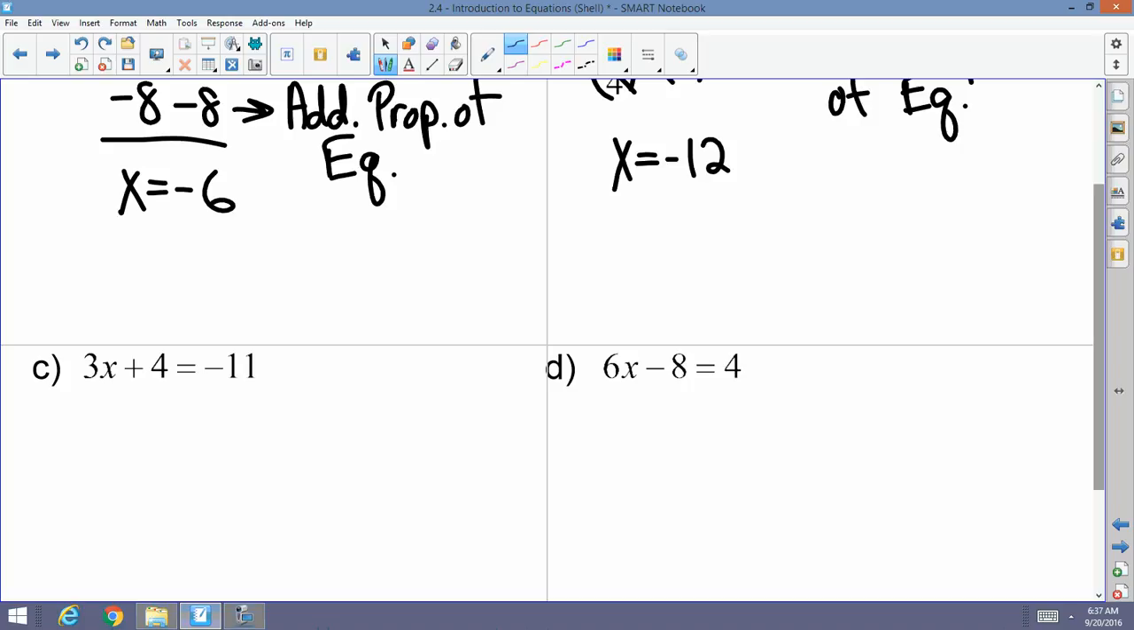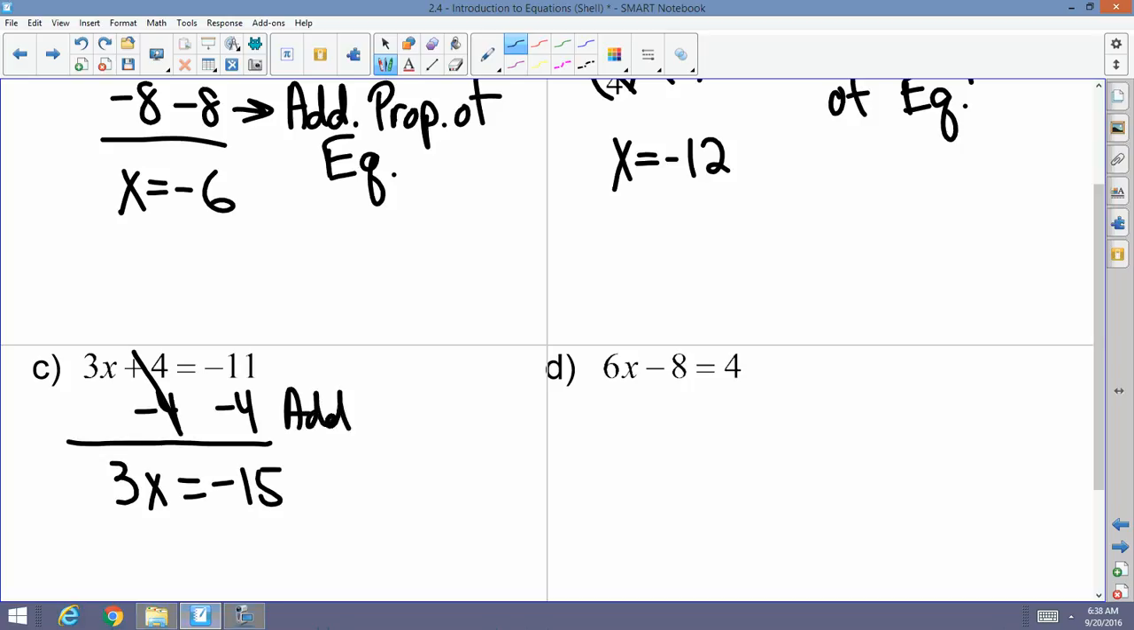Then I have 3x plus 4 equals negative 11. Don't worry about how or why I'm doing what I'm doing. I promise you we're going to learn about this, but this is a two-step equation. And in a two-step equation, we always undo addition and subtraction first. So I'm going to subtract 4 from both sides. So I'm left with 3x equals negative 15. That first step was allowed because of the addition property of equality.